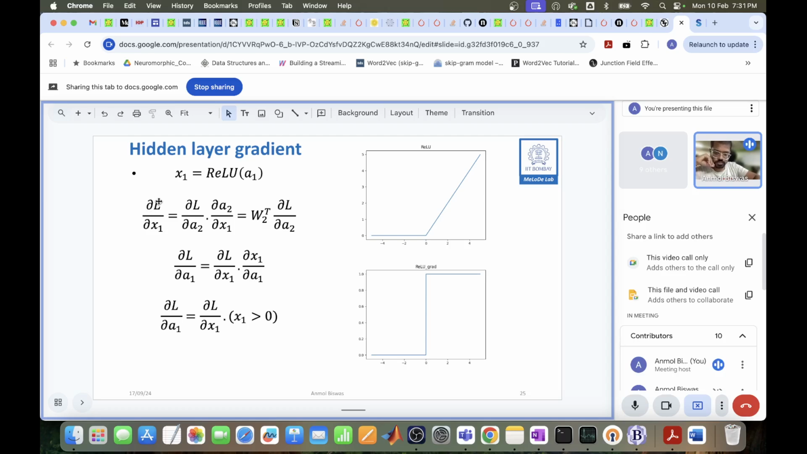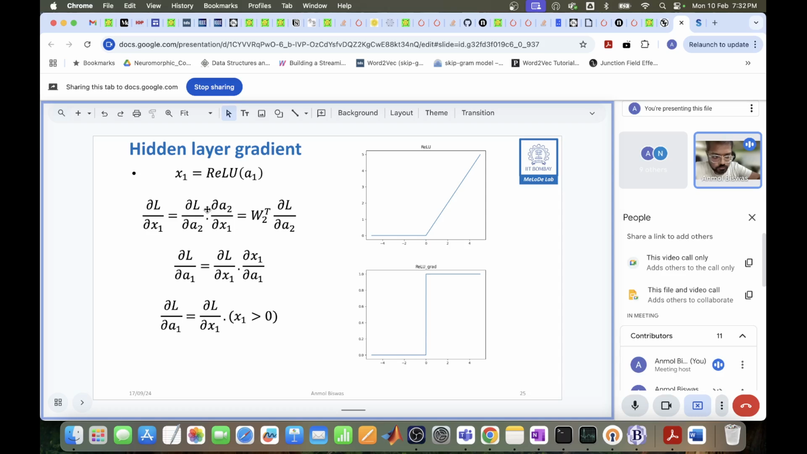First we'll compute the gradient of loss with respect to x1, which is the post-activation, and again we'll apply chain rule. We'll look at the gradient of loss with respect to a2, which is what we had previously computed. In the previous slide we had computed this first term, so I'll not repeat it again. I'll just keep it like that.